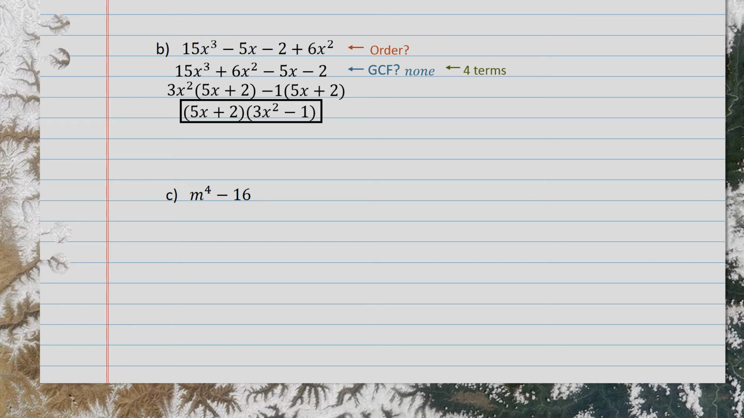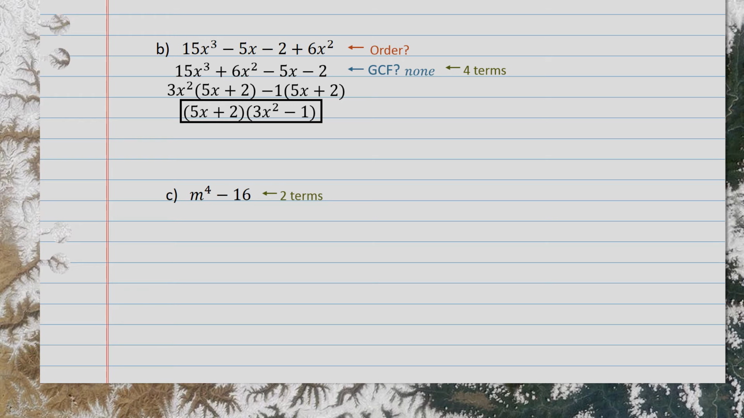Problem C, we have m to the fourth minus 16. First, we check the order. Is it in the correct order? Yes. Next, we look for a common factor. Do they have anything in common? No. So then we move on. How many terms do you see? Well, it turns out we have two terms. And when you have two terms, we look for patterns, specifically difference of squares.